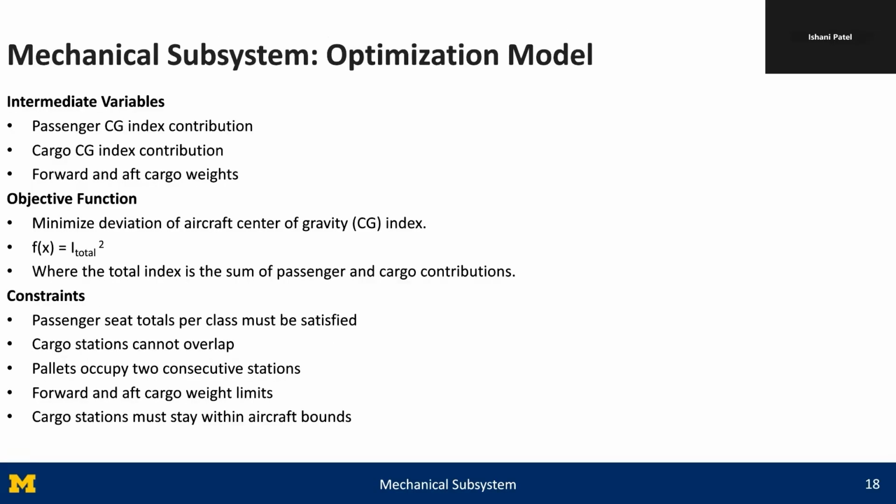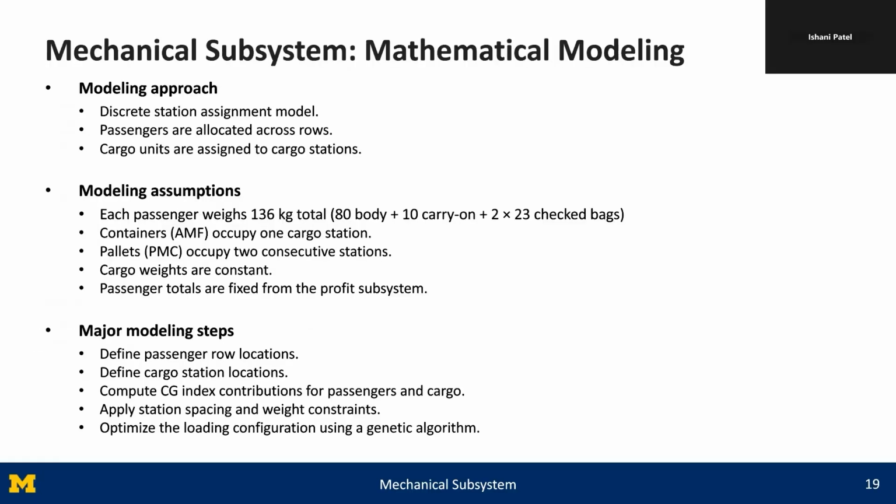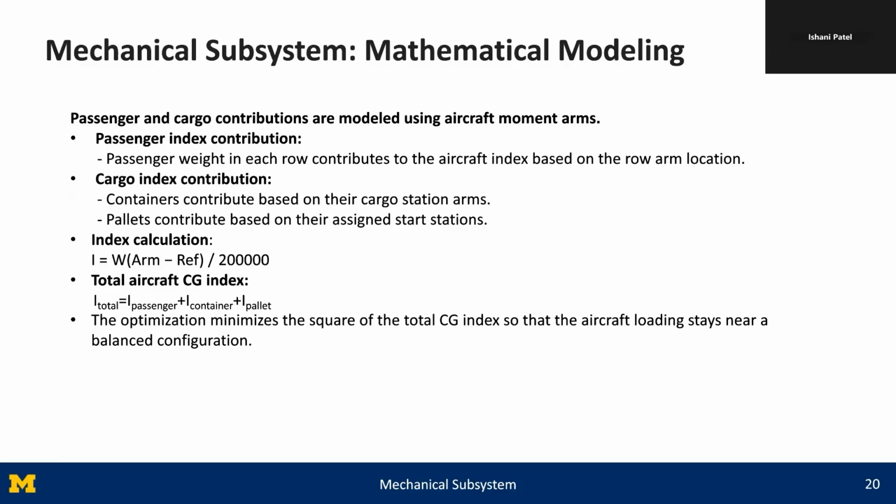Next, we compute intermediate quantities such as the index contributions from passengers and cargo and the forward and aft cargo weights. The objective is to minimize the deviation of the total CG index, which is formulated as minimizing the square of the total index. The model is subject to several constraints: passenger counts must match the required totals, cargo stations cannot overlap, pallets must occupy consecutive stations, forward and aft cargo weights are limited, and all cargo must remain within allowable bounds. For modeling, this is a discrete optimization problem where the passengers are allocated to rows and cargo assigned to stations. We assume that containers occupy a single station while pallets occupy two consecutive stations. The CG index is calculated using moment principles where each weight contributes based on its distance from the reference point.